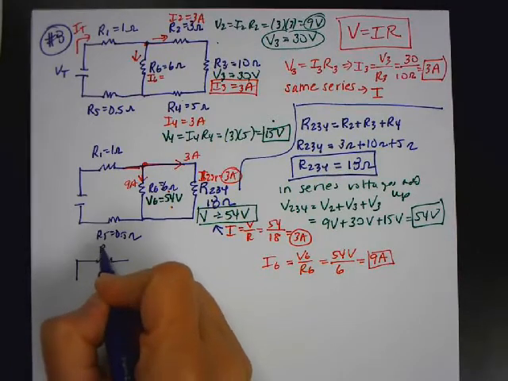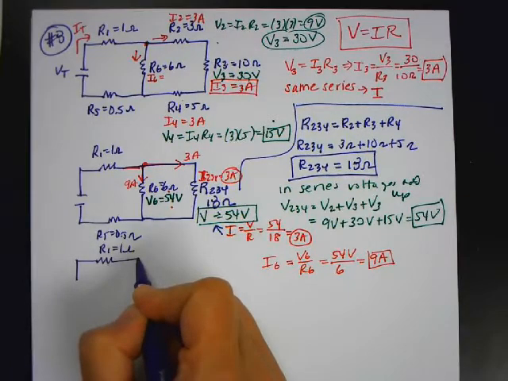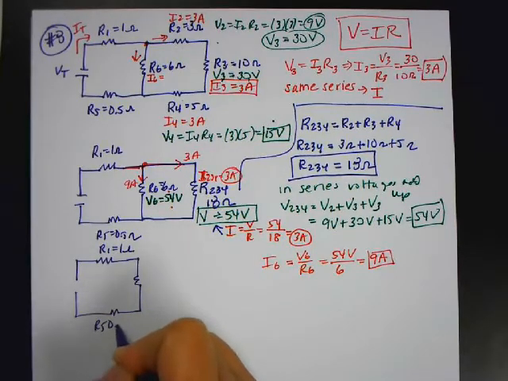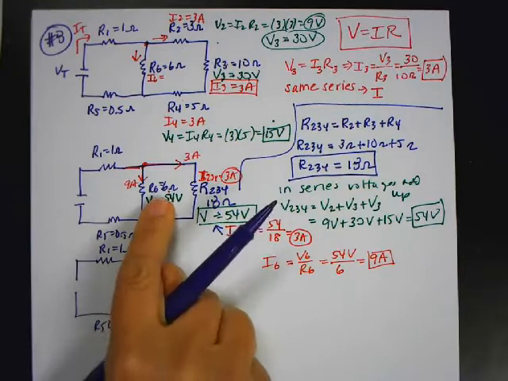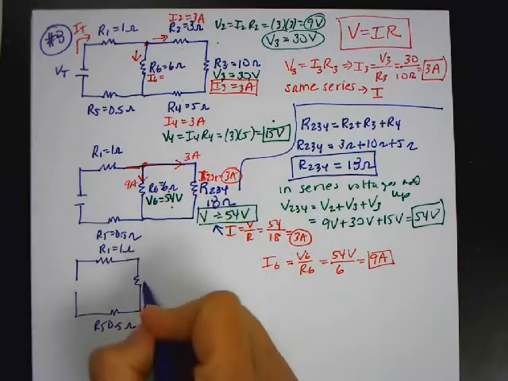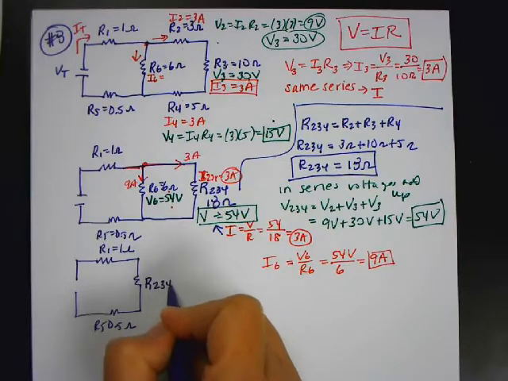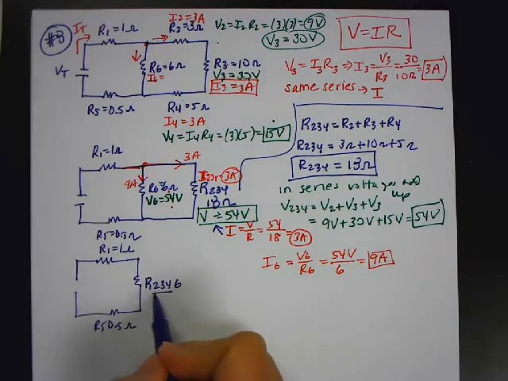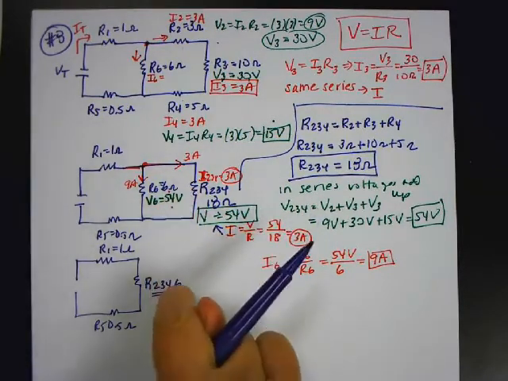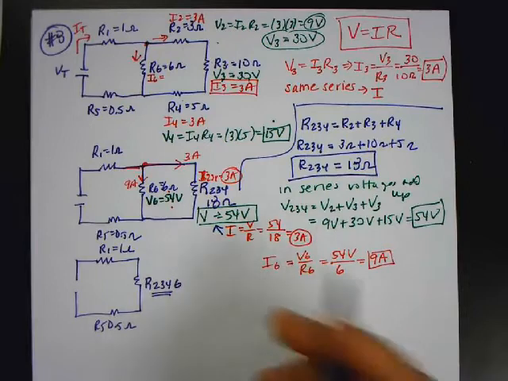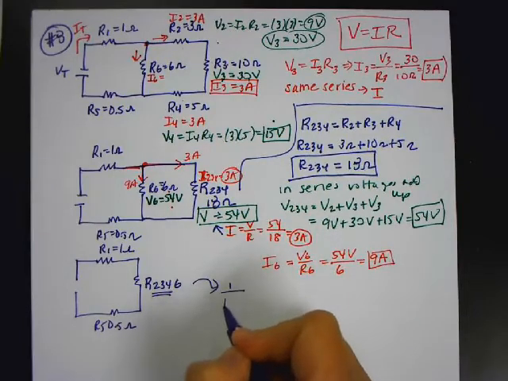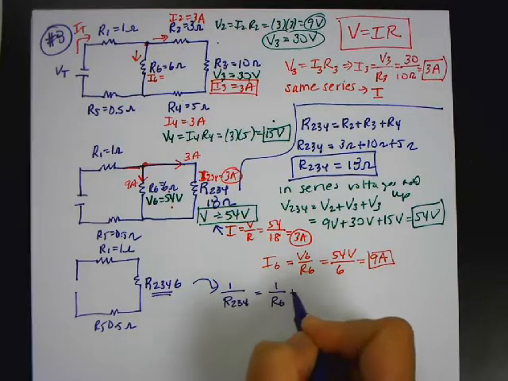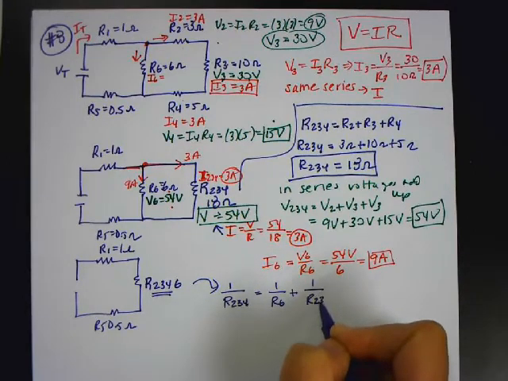So here I'm going to have R1 is 1 ohm. And I'm going to have R5 is 0.5. And then instead of R6 and R234 in parallel, I'm going to call it R2346. But how do I find the magnitude? How do I find what R2346 is? Well, these two are added in parallel. So I would have to do 1 over R2346 is equal to 1 over R6 plus 1 over R234.